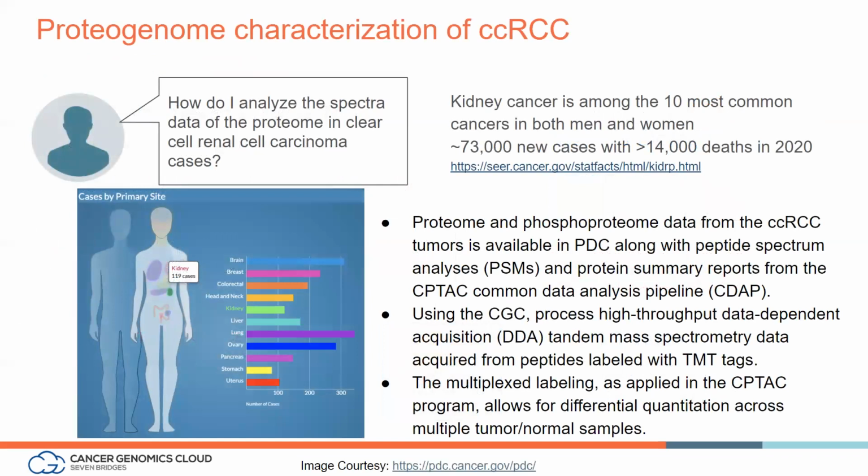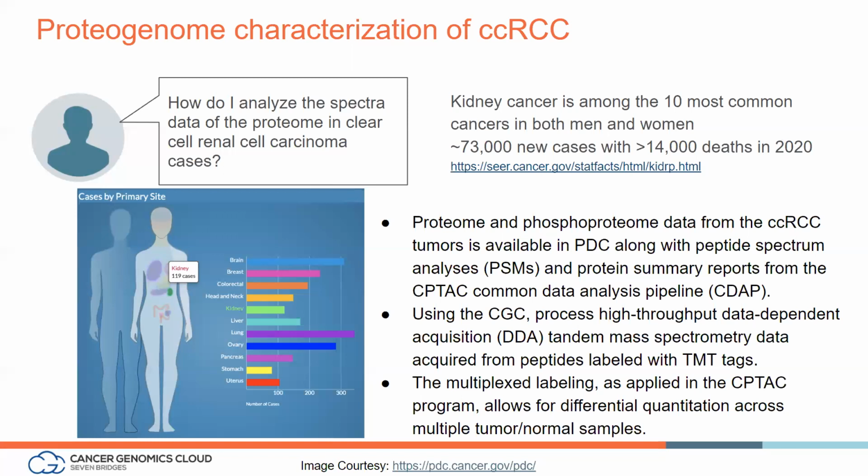We always like to frame stuff in a scientific question. So today's question is, how do I analyze the spectra data of the proteome in clear cell renal cell carcinoma cases? Now, I'm not a proteomics person. I worked in a genomics lab for 10 years, but proteomics is new to me. And I think we have two groups of people on the call: proteomics experts, and Cancer Genomics Cloud experts, and maybe a mixture of both. So everyone can participate in answering the scientific question.